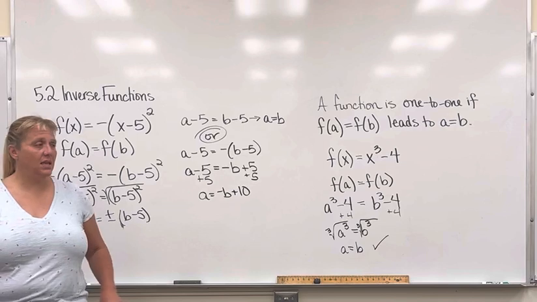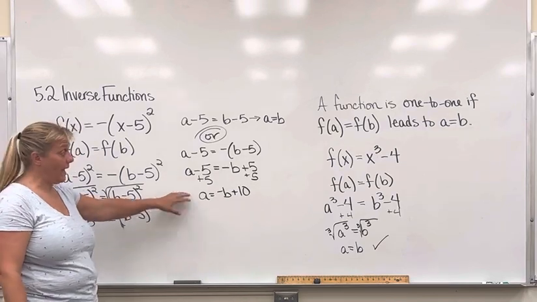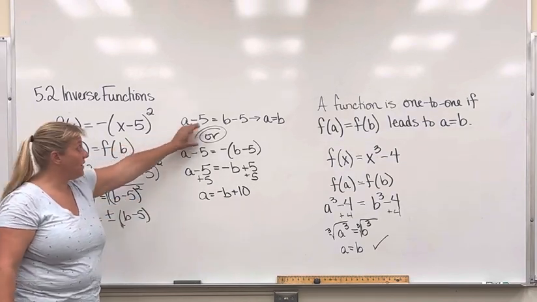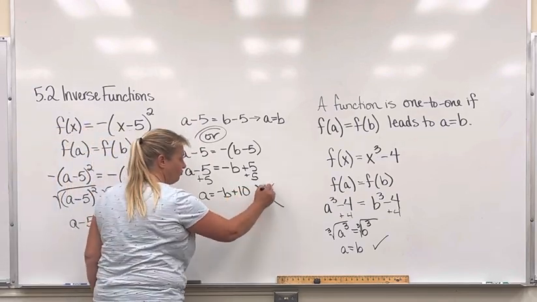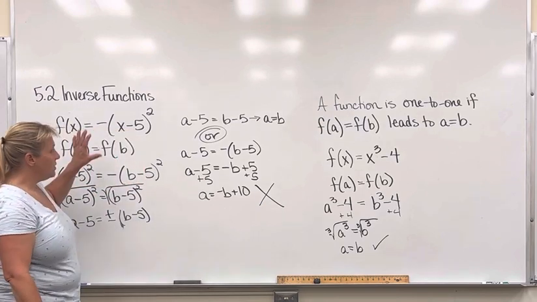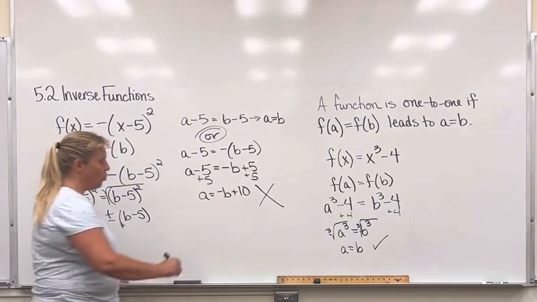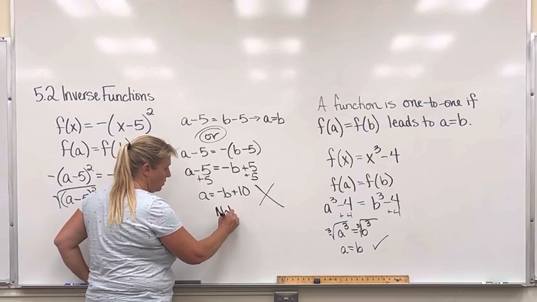So do you see any way on this one that we're going to end up with A equals B? It worked for one, but if you've got that or, it's got to work for both of them, and this one fails. This is a big problem. So this function is not one-to-one. It's not one-to-one.